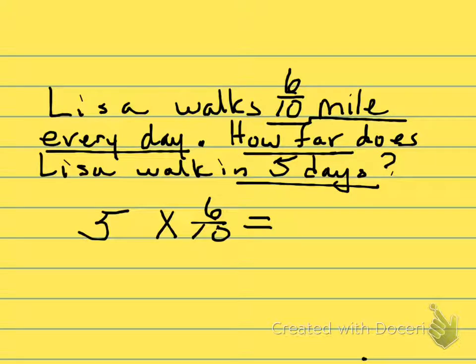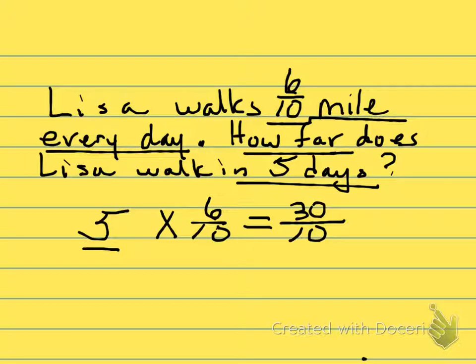All right, so we know that we can take our whole number and multiply it by our numerator. So 5 times 6 equals 30. And of course, our denominator always stays the same. So I can say that Lisa walks 30/10 of a mile in 5 days, or 30/10 miles in 5 days. But what does that 30/10 really mean? Let's take a look. I know that 30/10 is a fraction greater than 1 whole. It's an improper fraction. So we are going to need to rename 30/10.